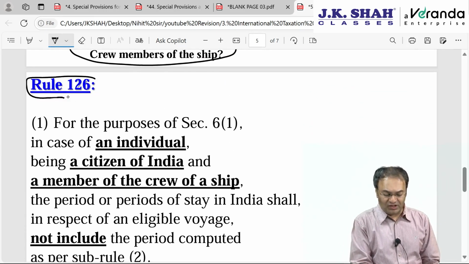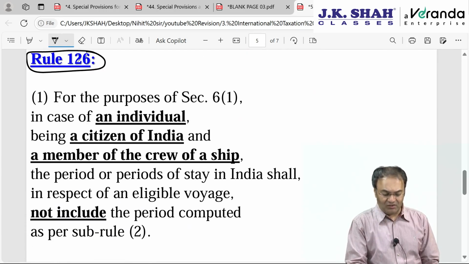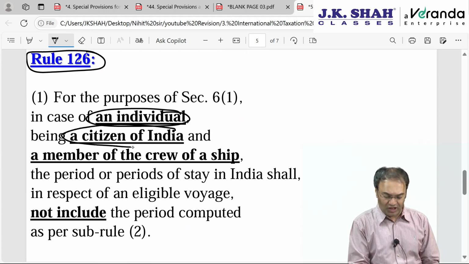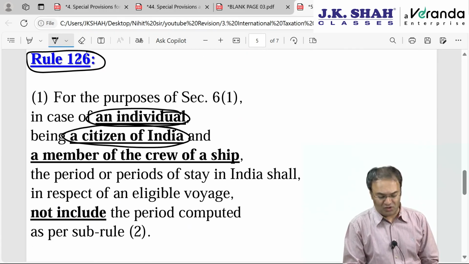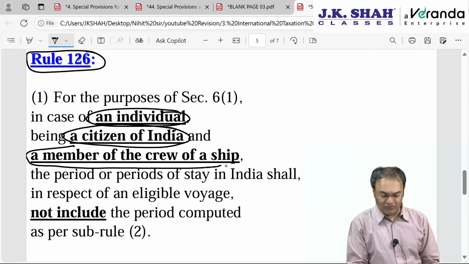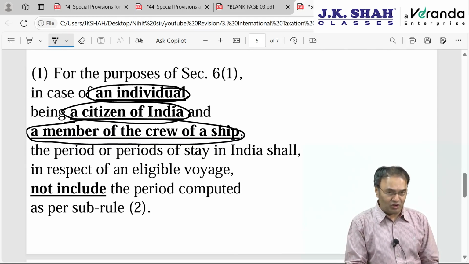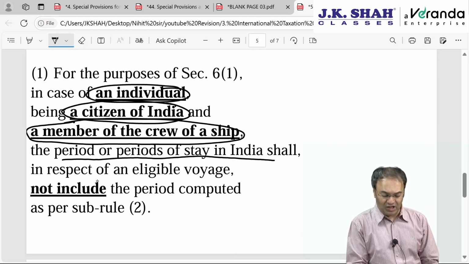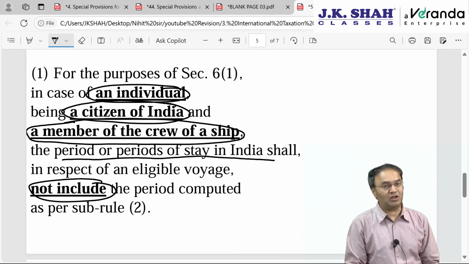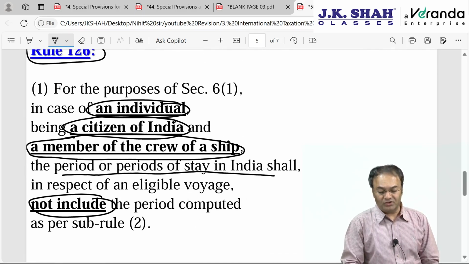Because of Rule 126. Rule 126 says that for an individual who is a citizen of India, remember this benefit is only for citizens of India, as a member of the crew of a ship, whether Indian ship or a foreign ship, his period or periods of stay in India shall not include the period computed as per sub rule 2.